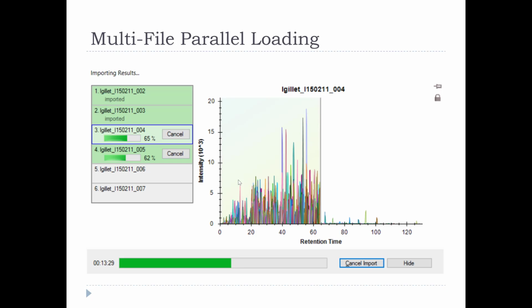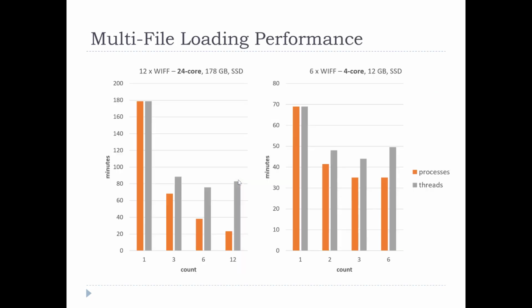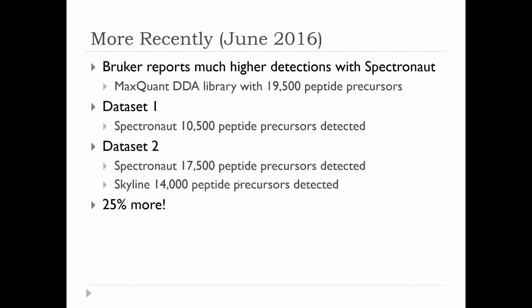This work led to a lot of performance improvements, one of which is that now Skyline can very easily import a lot of files in parallel, and I'm going to show you a little bit of that tomorrow afternoon. We're actually going to look at this 24 core machine where we can get to at least 5 times faster than doing everything one file at a time.